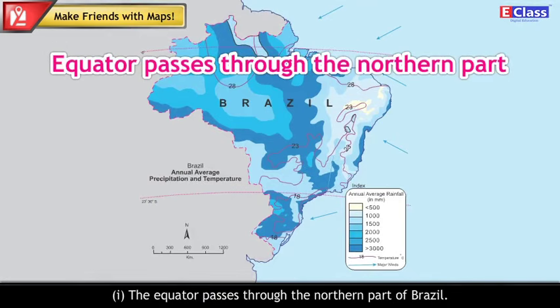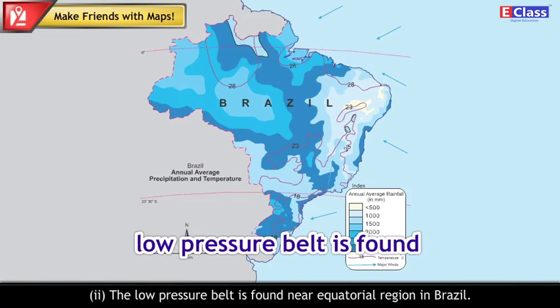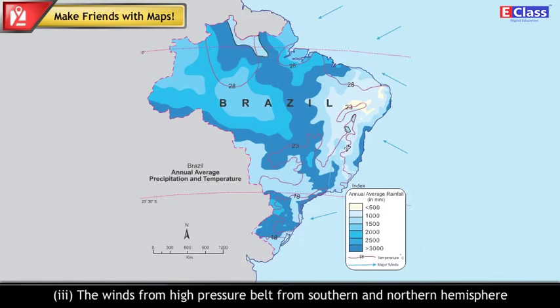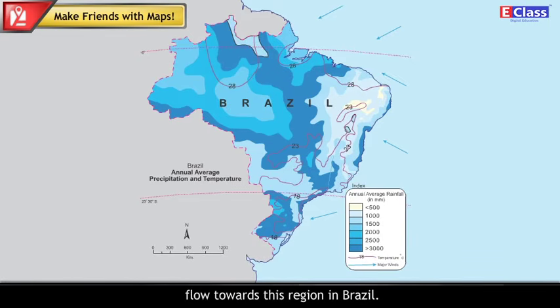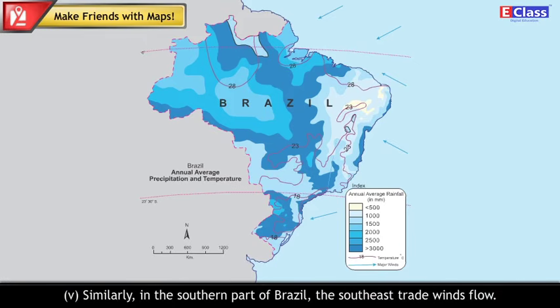The equator passes through the northern part of Brazil. The low pressure belt is found near equatorial region in Brazil. The winds from high pressure belt from southern and northern hemisphere flow towards this region in Brazil. As its effect, in the northern part of Brazil, the northeast trade winds flow. Similarly, in the southern part of Brazil, the southeast trade winds flow.